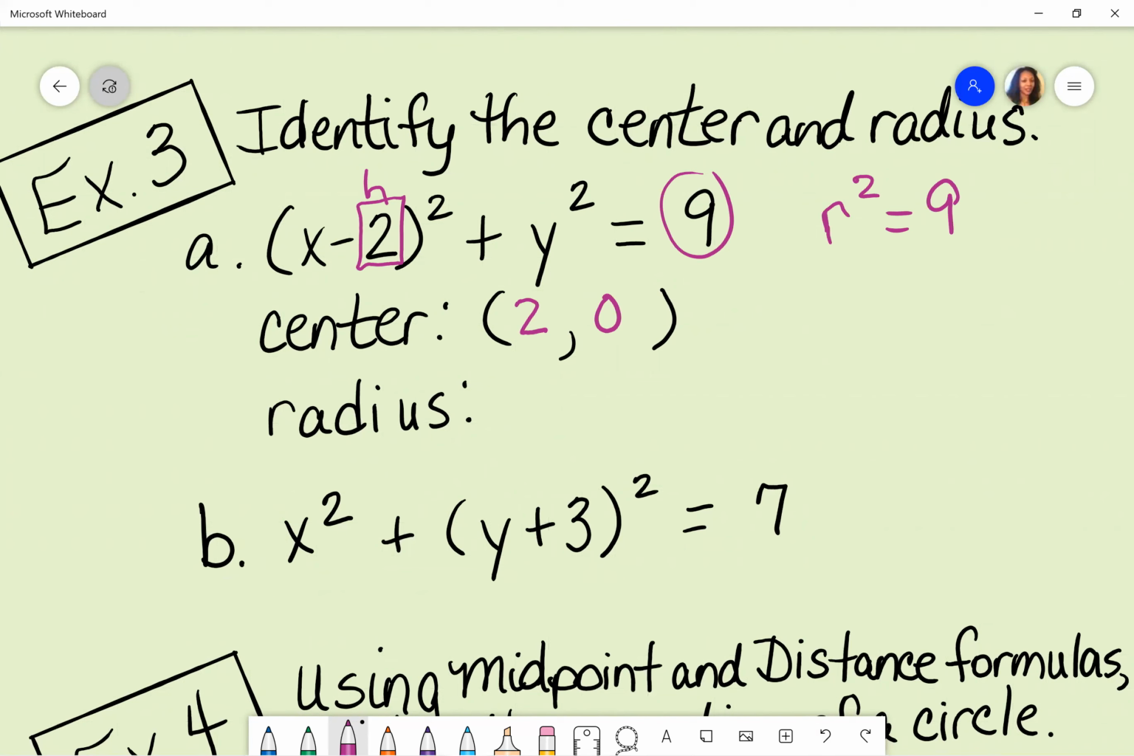So how do I get rid of the square? I take the inverse, which is the square root. So if I take the square root of both sides, I have r is equal to plus or minus 3. Well, I know I can't have a negative distance because that's what radius is going to be, a distance. So it's just simply going to be 3. So that's my answer for my center and my radius.